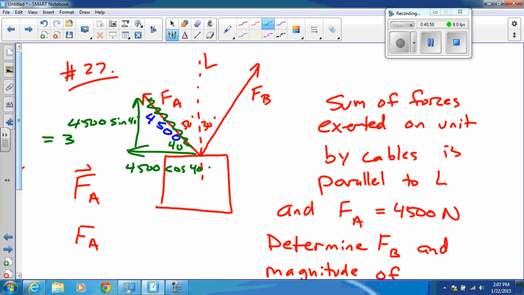3,447 for the cosine, and then for sine was 2,893, around. Close enough. Notice that these two should be close to one another because this is close to a 45-degree angle. And this guy should be less than this one because the 50-degree angle is larger. It's more horizontal than vertical. This was the key insight, dividing it up into components.